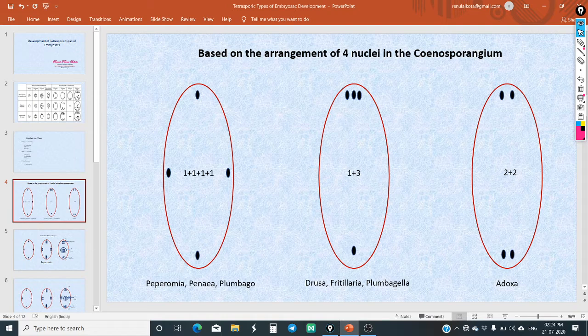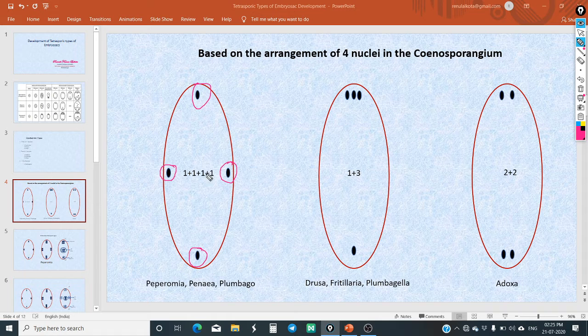See, here at the chalazal end, you can see 1 nuclei. At the micropylar end, you can see 1 nuclei, and at this lateral end, you can see 1 nuclei, and the other lateral end, you can see another nuclei. So, these 4 nuclei are present at the 4 ends of this megaspore cell.